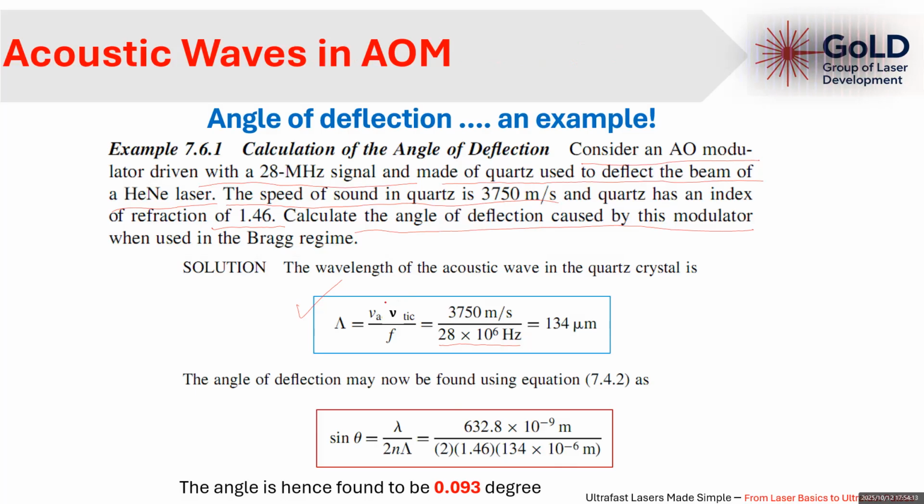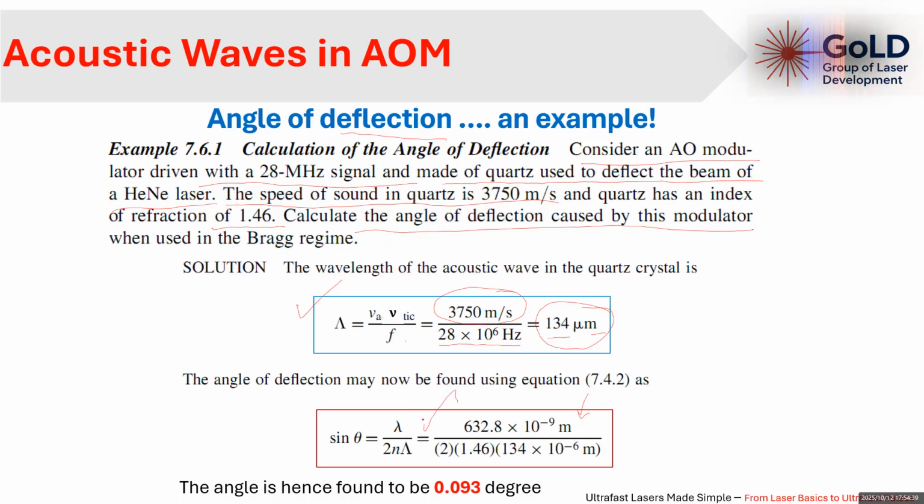Okay, this is frequency, and this is your speed of sound in the quartz crystal. So the wavelength you get inside the crystal is 134 micrometer. Okay, and what we are supposed to find out is the angle of deflection.